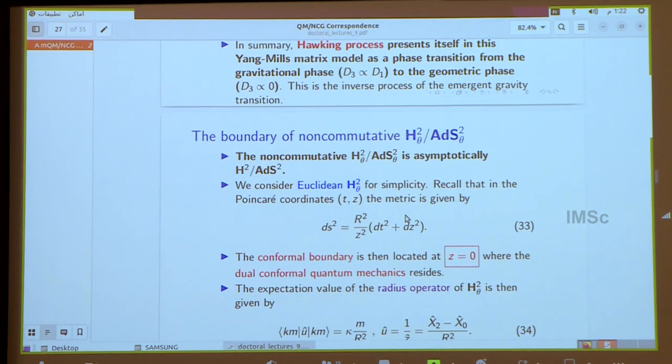it is one-dimensional, or the ordinary boundary. So there is a conformal boundary located at z equals 0 in the usual Poincare coordinates. This is the usual boundary, which we know. This is also the boundary of non-commutative AdS2 theta. This is the region in which the dual conformal quantum mechanics resides. That's the principle.